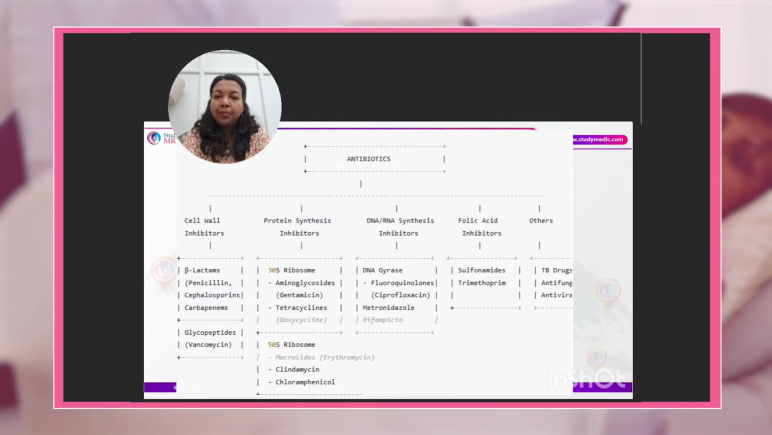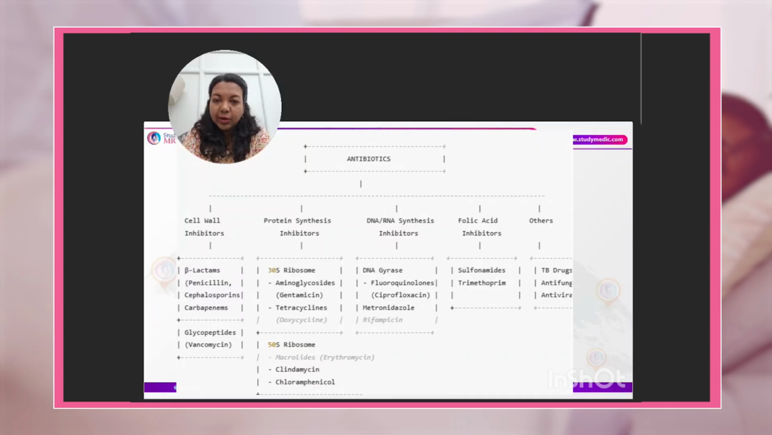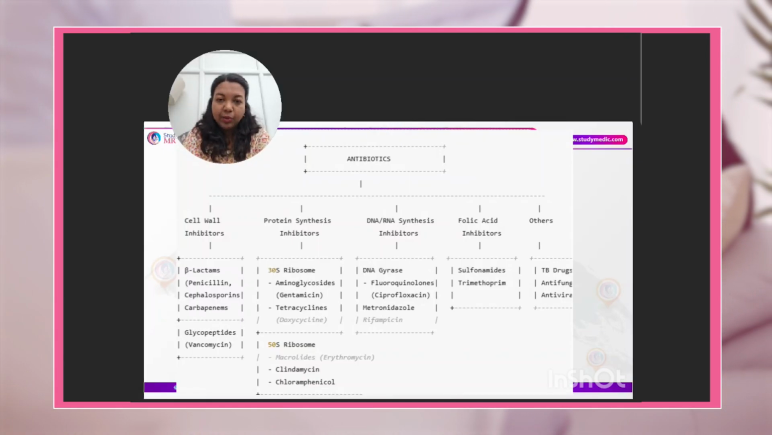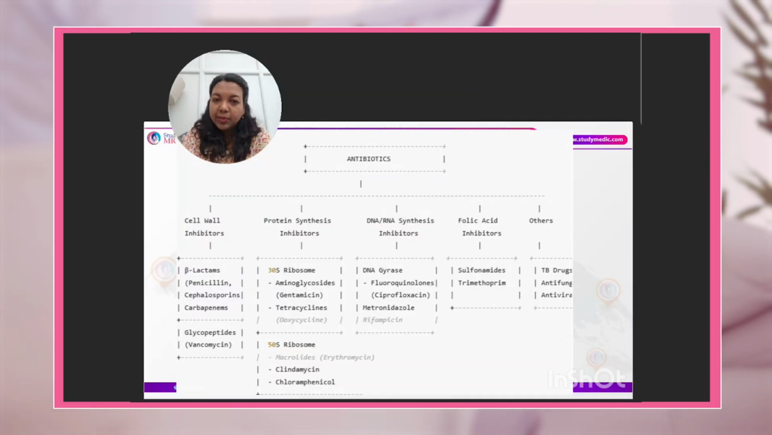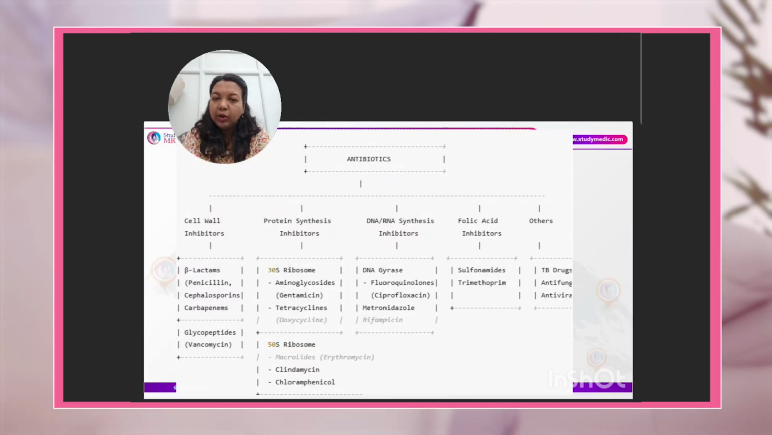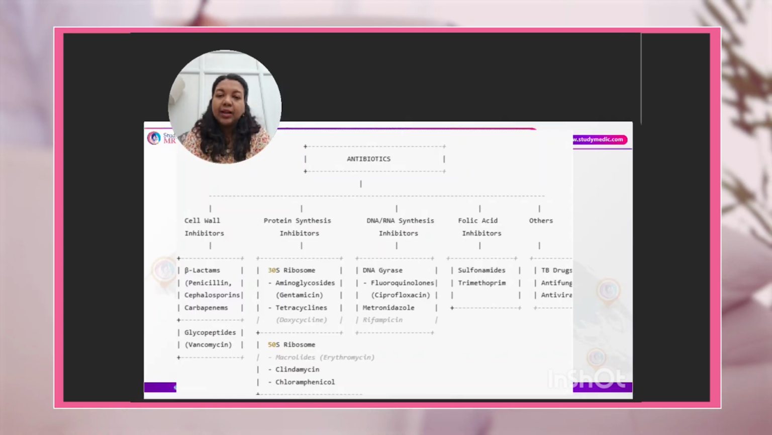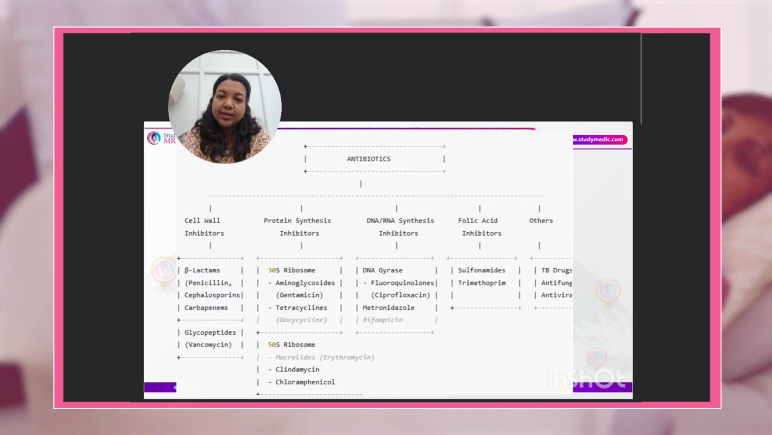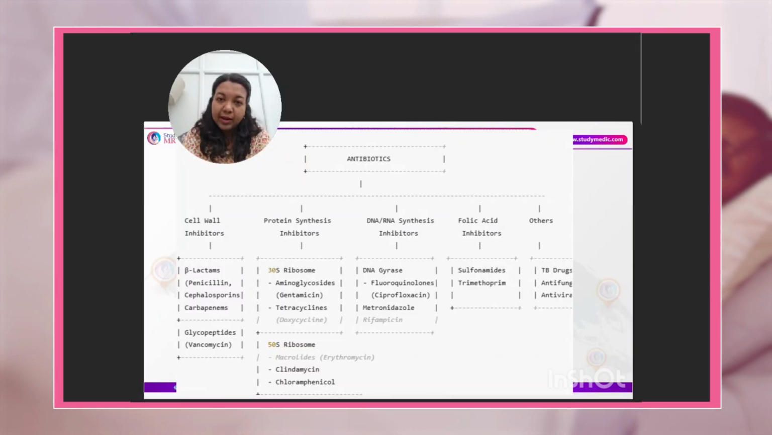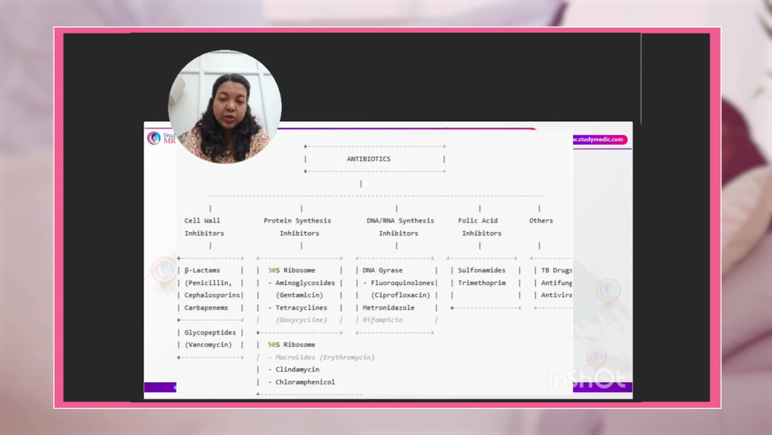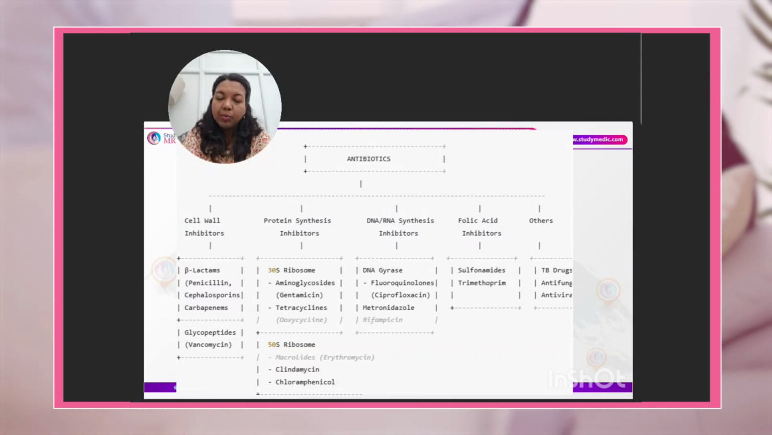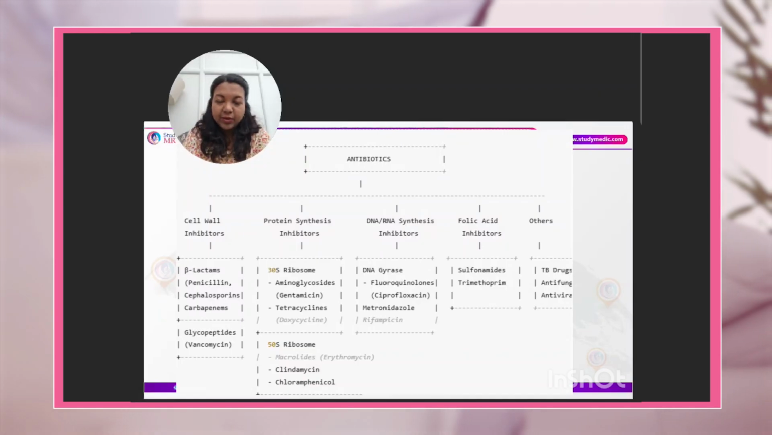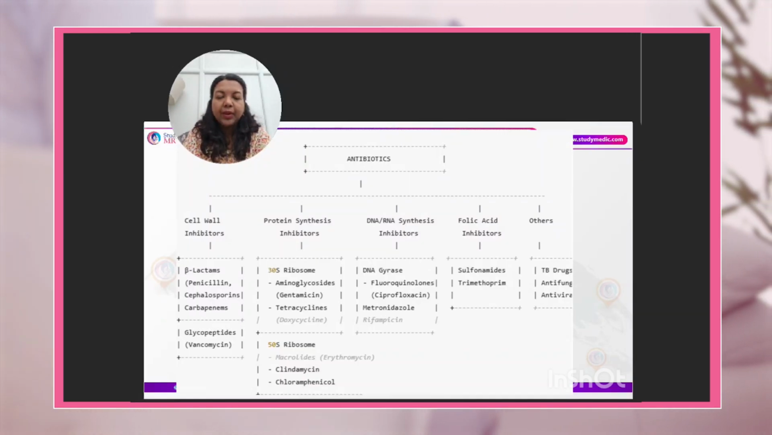the whole group of the beta-lactam antibiotics, which is the penicillin group of antibiotics, the cephalosporins, carbapenems, as well as the glycopeptides. The beta-lactam antibiotics include ampicillin, amoxicillin, penicillin G, benzyl penicillin, benzathine penicillin, as well as all those other penicillin and clavulanic acid combinations. That whole group of broad spectrum antibiotics has a mechanism of action by inhibition of cell wall synthesis.